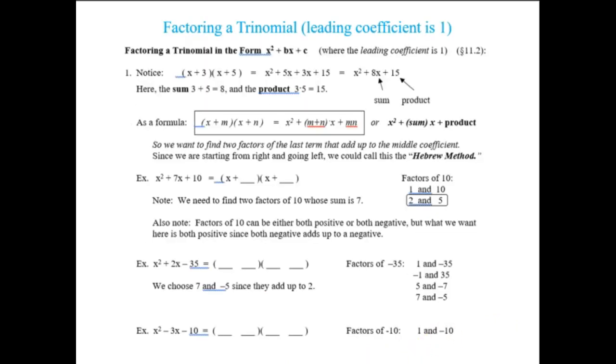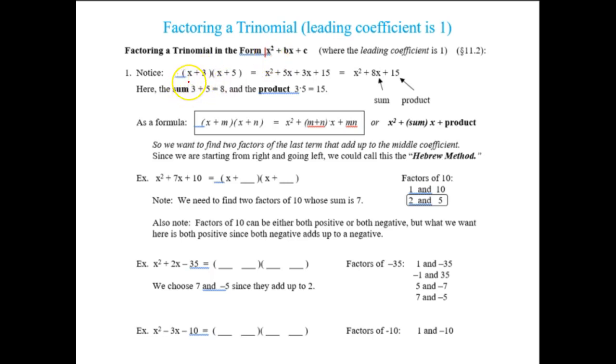All right, now we're going to look at factoring a trinomial next, where the leading coefficient is a 1. So this would be where you have something like x squared plus something times x plus something at the end, where you have a 1 coefficient in front of the x squared.